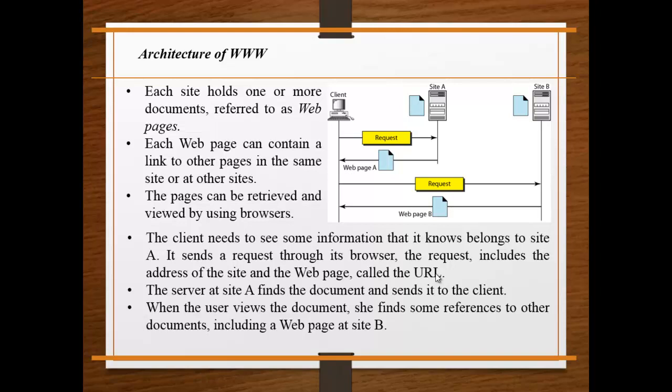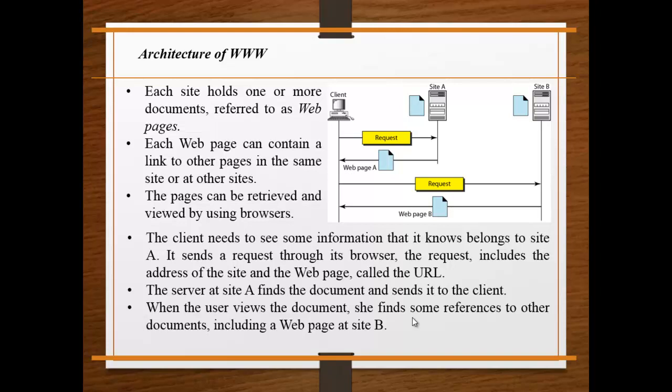You are taking yourself to the web page, and the server is giving you the web page, and then every time you click a particular thing, you will be taken to a different site and the corresponding web page will be given back to you. But parallelly, you will see that the URL keeps on changing. So every time you make a request, it is given to the site in the form of a URL only. The server will find a document and send it to the client. When the user views a document, she finds some references to other documents, so she will go to the other site and get the web page.